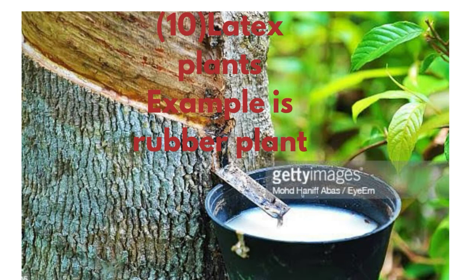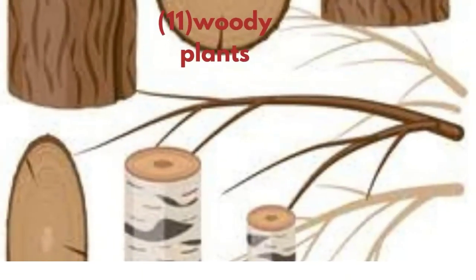All right. And number ten we're going to look at is latex plants. Latex plants are plants that provide latex. Latex is used in the manufacturing of different rubbers. So latex crops are very, very, very important. Example is rubber plant.